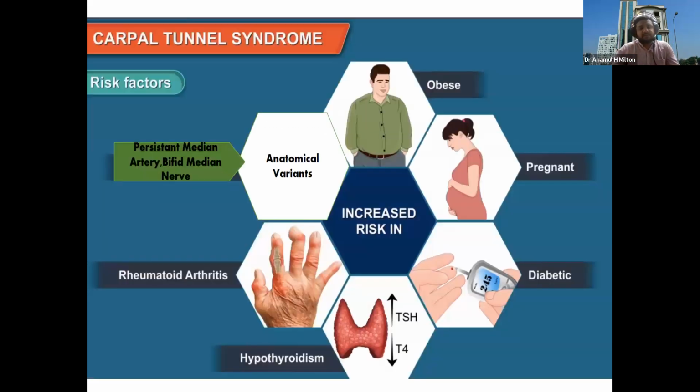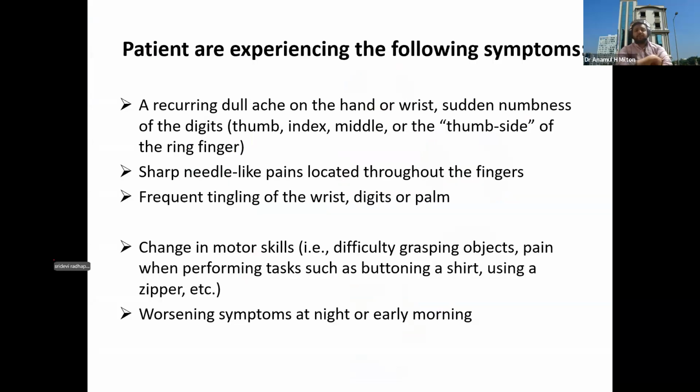There are some risk factors like obesity, pregnancy, diabetes, hypothyroidism, rheumatoid arthritis, and sometimes anatomical variation. So if there is any pain here, consider whether there is any risk factor, and you have to minimize this risk factor. Like if there is obesity, the patient should decrease weight, and if there is uncontrolled diabetes, it must be controlled, and always consider whether hypothyroidism is present or not.